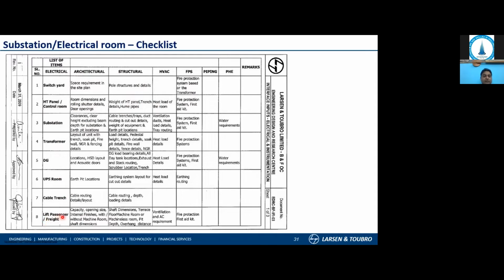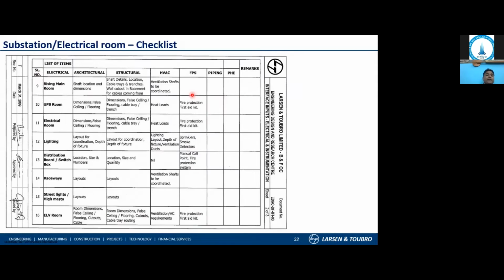You can see even for the lift, I need to coordinate with the architect to see that the shafts are located and meet the requirement. At the same time, with the structural people, I need to see where I need to give the headroom, and with the HVAC engineer, how to get the ventilation properly done. So like this, for each and every area, there is a checklist, and I need to coordinate with the minimum people.